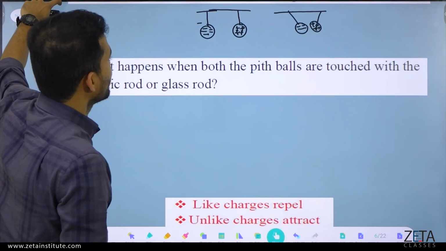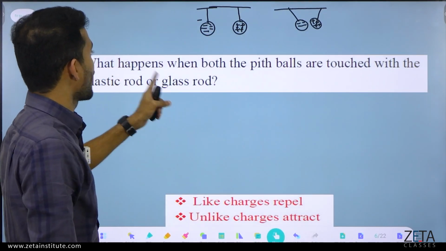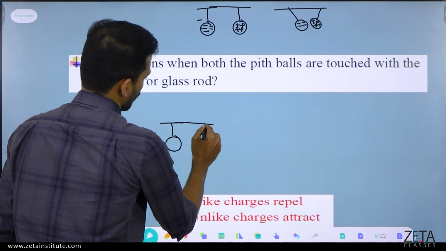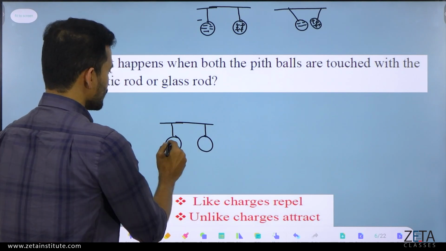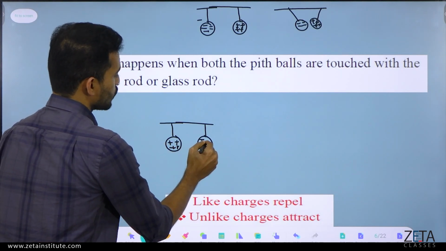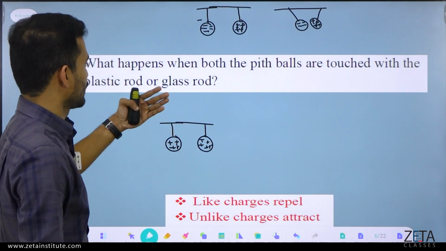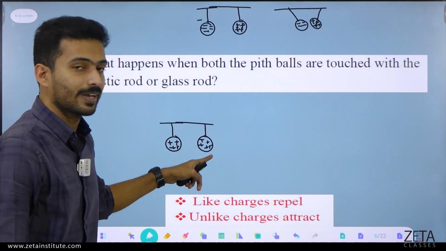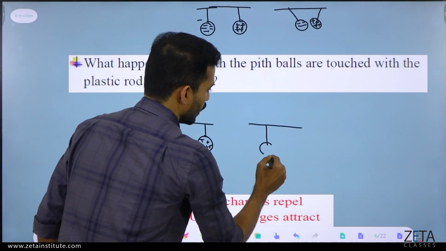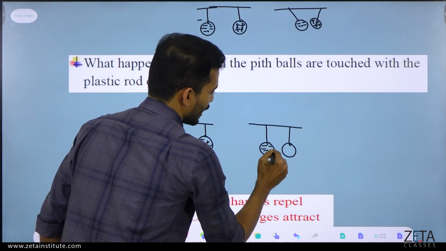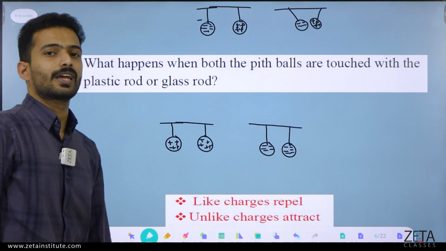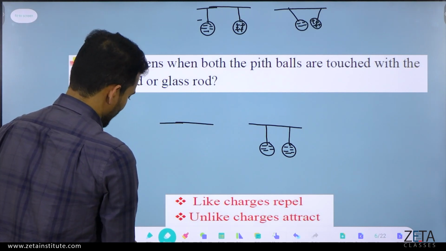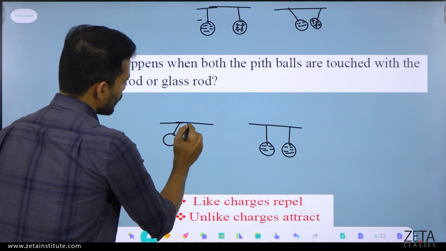Okay, then what is next? What happens when both the pith balls are touched with the plastic rod? When we touch with a glass rod, this will get positive charge, and this also will get positive charge. When we touch with the plastic rod, both of the balls will get negative charge. Then what happens? These are like charges. So it is observed that these charges repel each other.